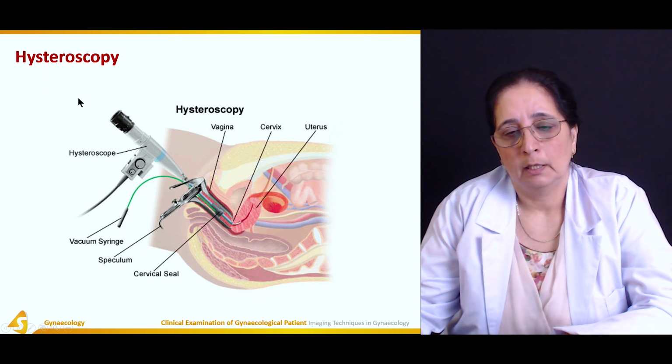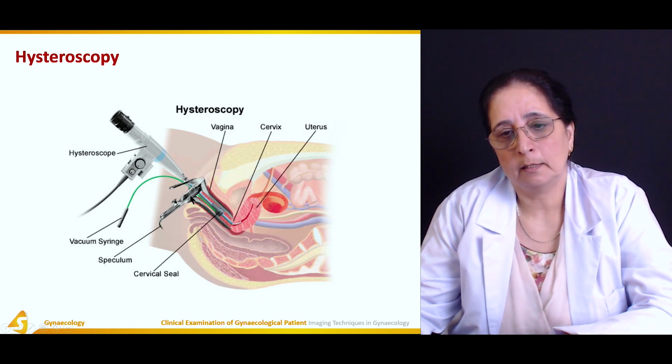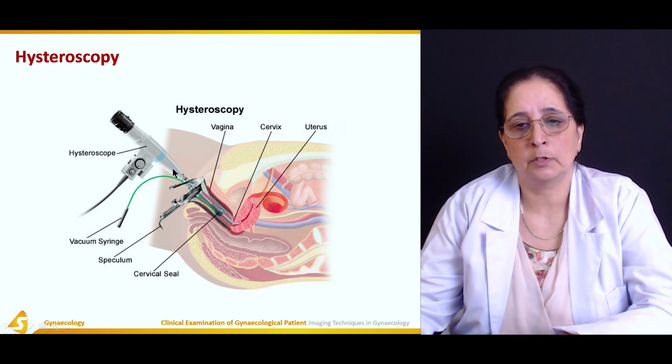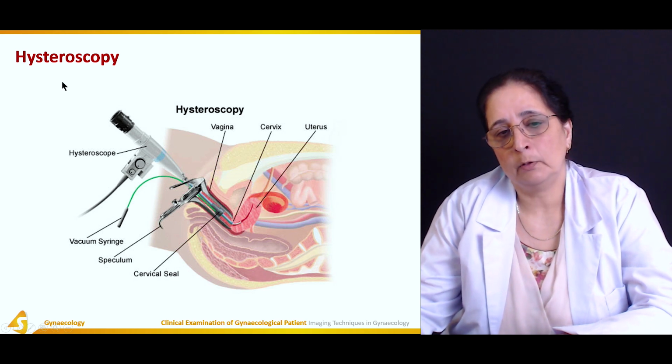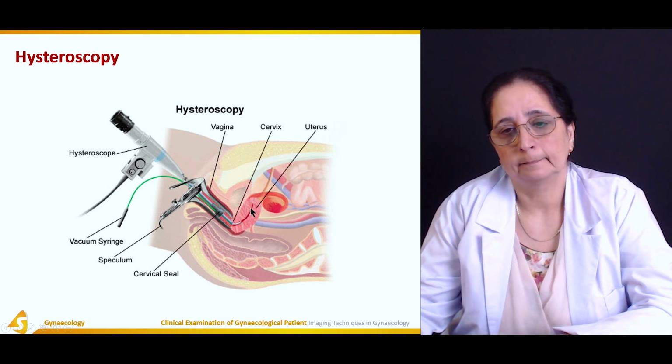Hysteroscopy, the hysteroscope is inserted, and then from the uterus, tissue is removed for different tests. Hysteroscope. And then vaginal speculum, the hysteroscope is inserted through the vaginal speculum into the uterus.